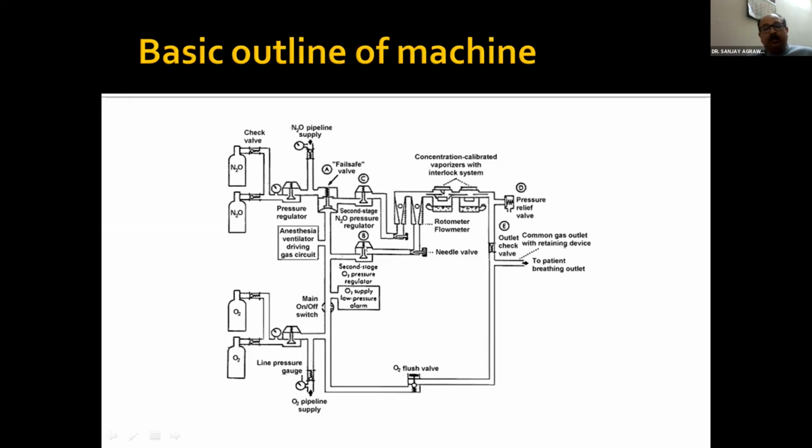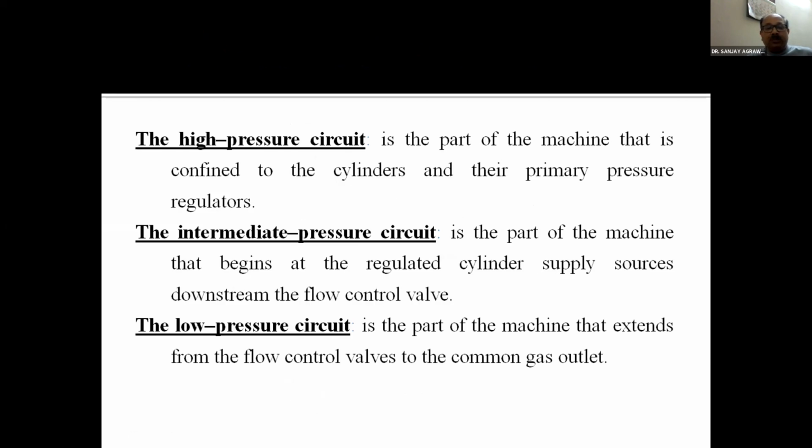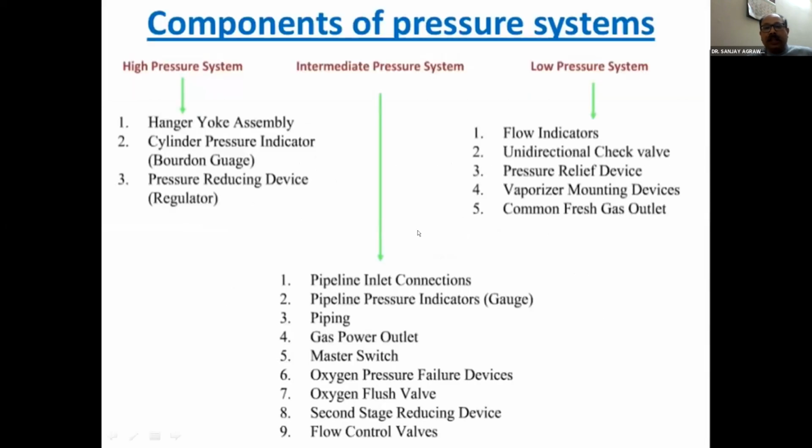So these are the three main divisions of the anesthesia machine. The high pressure is up to here, from here to here is the intermediate pressure system, and from here to this is the low pressure system. And there are different parts in these three pressure systems. So what are the components of the high pressure, intermediate pressure, and the low pressure system?